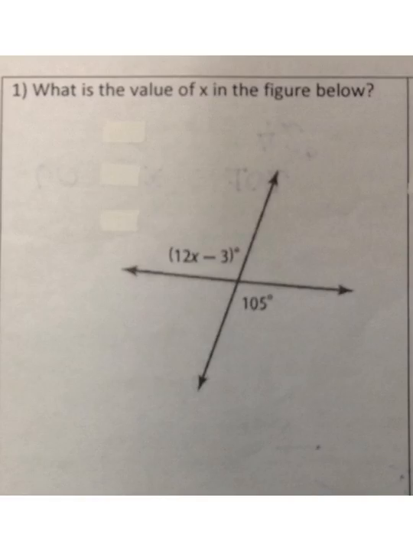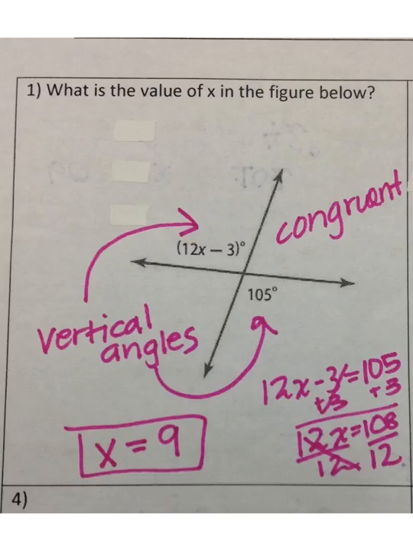Number 1, what is the value of x in the figure below? My hint is that these are vertical angles. Remember, vertical angles are congruent. Since vertical angles are congruent, I made an equation that set 12x minus 3 and 105 equal to each other. Then I solved by first adding 3 to both sides and then dividing by 12, and I got that the value of x is 9.